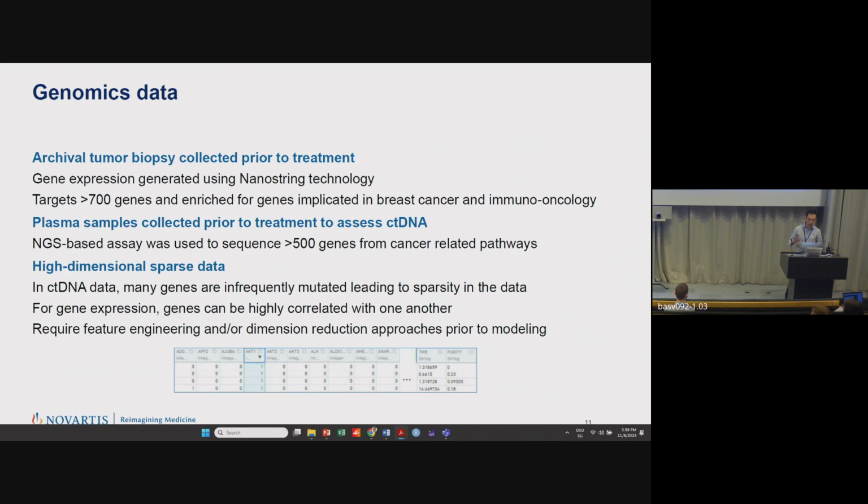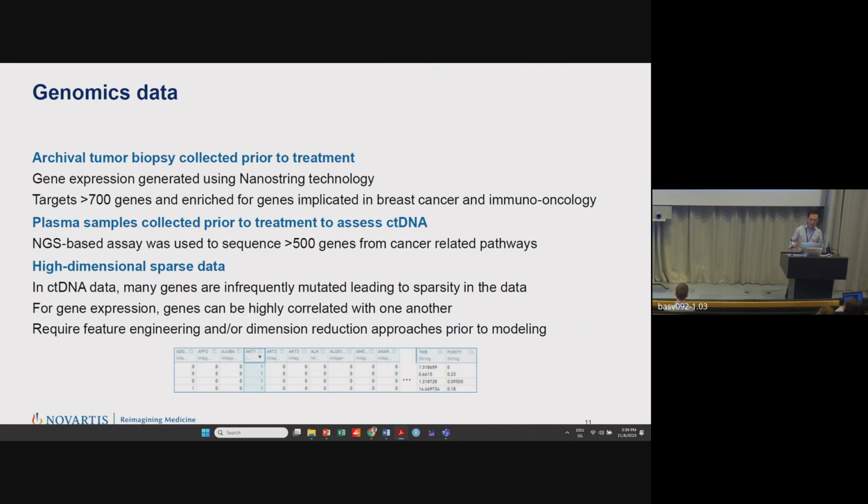So both of these genomics data are high dimensional. They have a high sparsity. In ctDNA data, there are many genes that are infrequently mutated, leading to sparsity in the dataset, mostly ones rather than zeros. And then for gene expression, they're also highly correlated, which means some kind of pre-processing is also required to reduce the dimensionality and to do feature engineering before they can be inputted into some modeling methods.